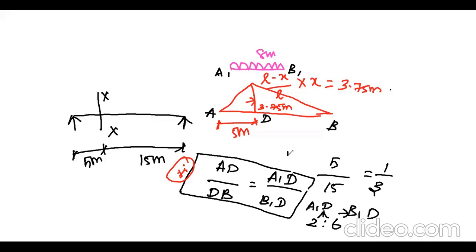Now what will be the ratio? 1 by 3, because 2 by 6 gives 1 by 3. So this 1 by 3 equals that 1 by 3. Now we have found where to place the load. Am I correct? Now we are very clear about placing the load.